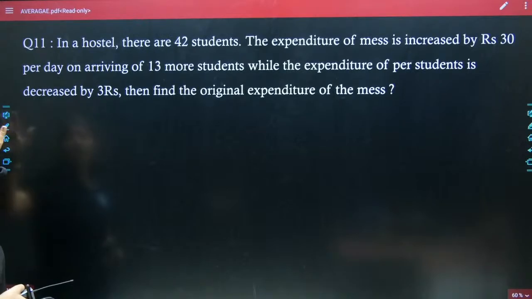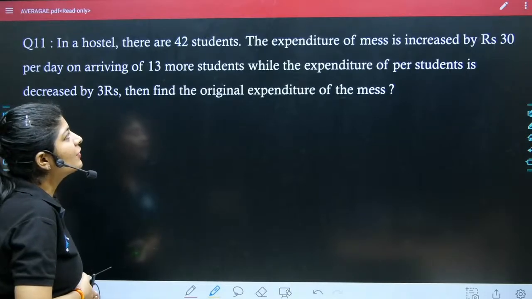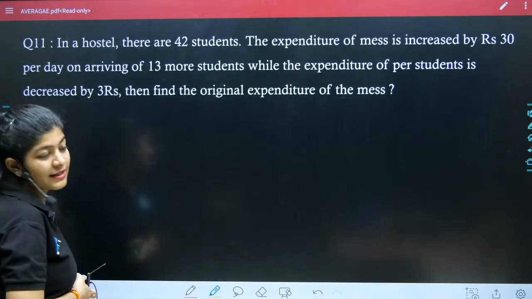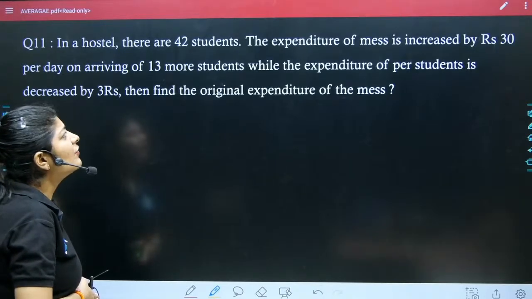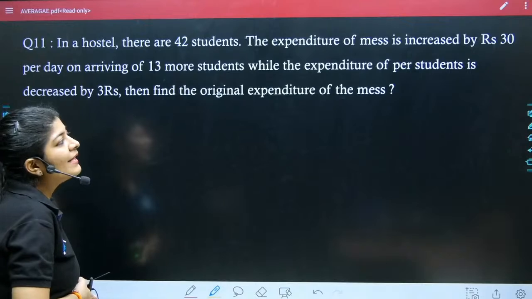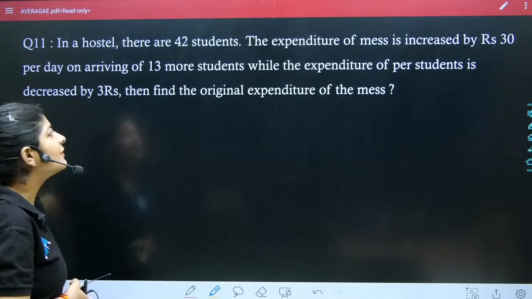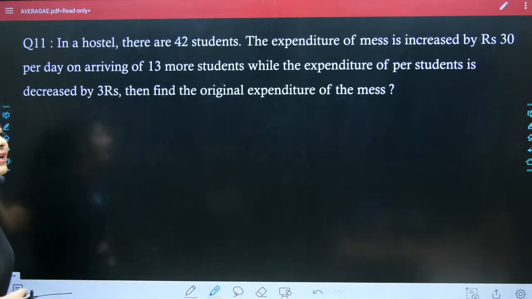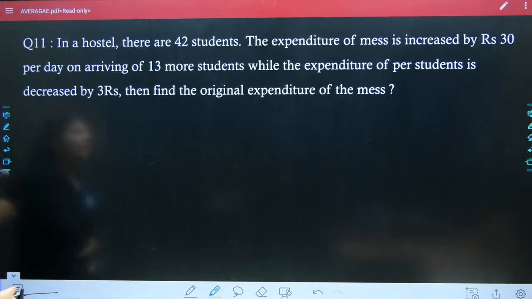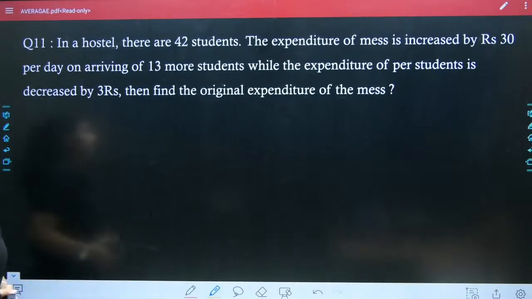This time 13 more students join the mess. In a hostel, there are 42 students. The expenditure of mess is increased by 30 rupees per day on arriving of 13 new students, while the expenditure of per day per student is decreased by 3 rupees. Then find out the original expenditure of the mess. This is a similar type of question, and answer the original expenditure of the mess in the comment section.